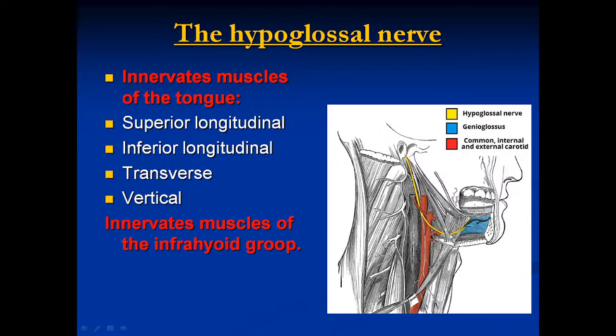So once again, the hypoglossal nerve is a motor nerve, innervates the proper muscle of our tongue, and also it innervates muscles of the infrahyoid group.